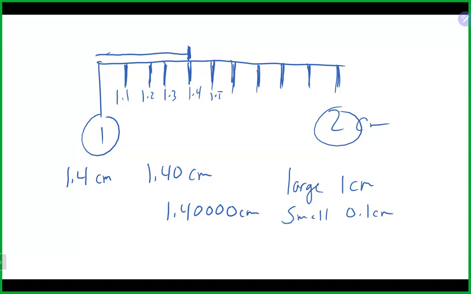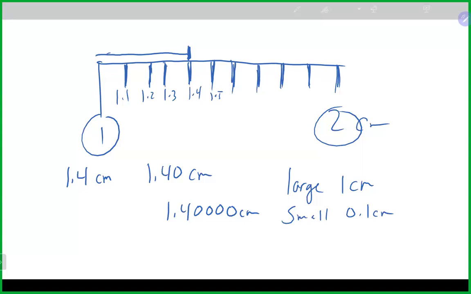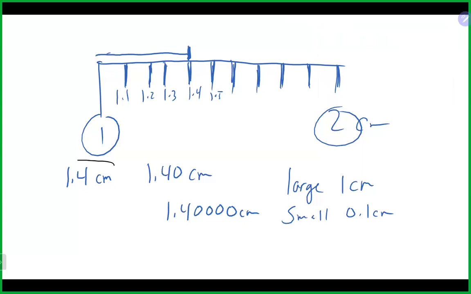It does matter, and that's why it does matter. We want to make sure that we do record it properly. So for example, if we take this recording right here, how many significant figures would it have? This would have 2 significant figures. The uncertain digit is the 4.